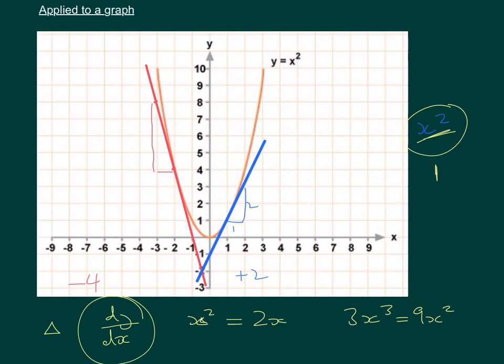In the next video, we're going to be looking in a little bit more detail at how we would go about converting a function into its differential.